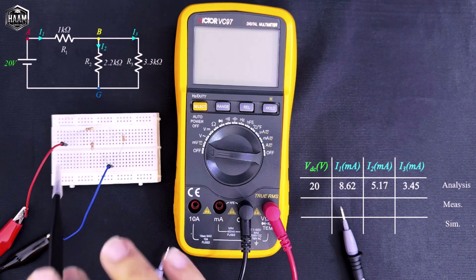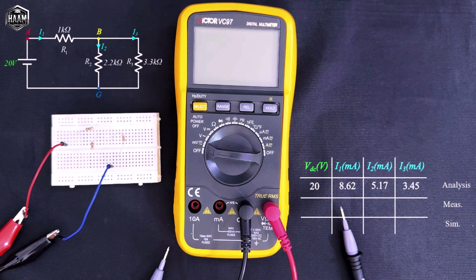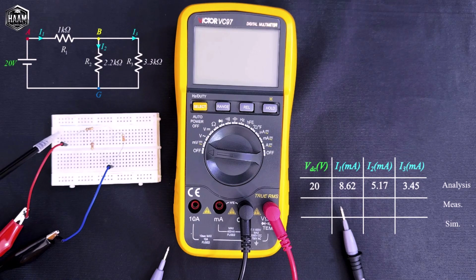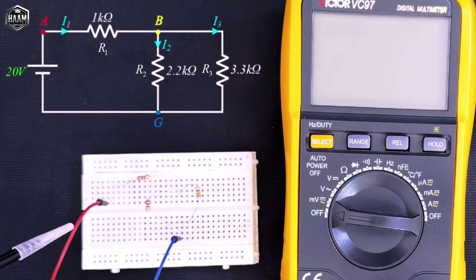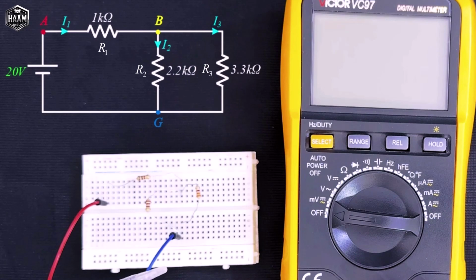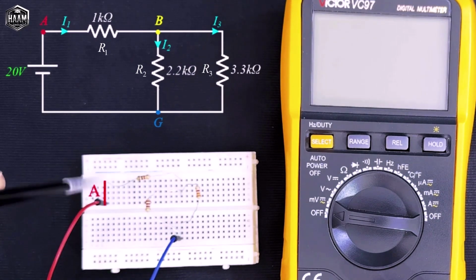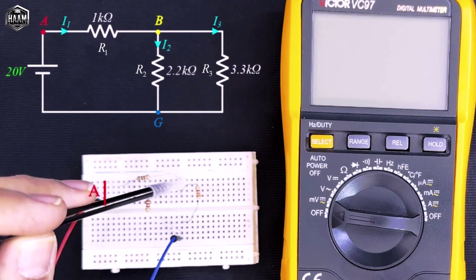We want to verify KCL in this circuit. Together we will measure the currents and confirm the validity of the law and truly understand it. Here we have a DC battery whose positive terminal is connected to node A and the negative terminal to node G. The positive end is the red wire and the negative end is the blue wire. The battery value is 20 volts. This column is node A.